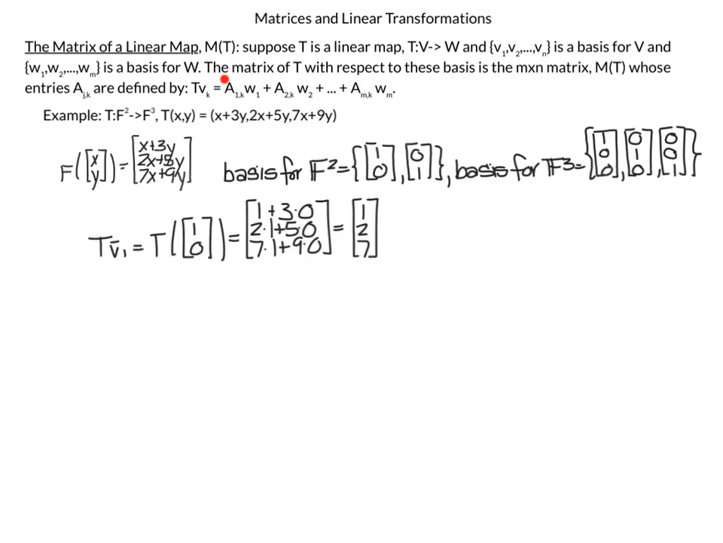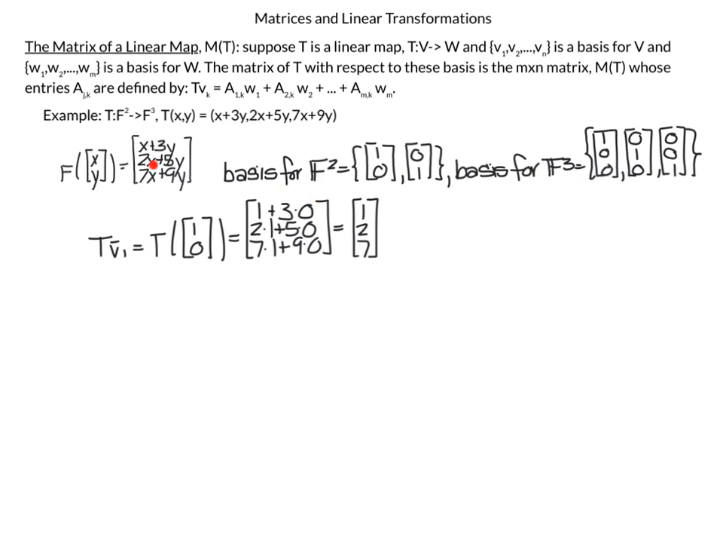Here, in our little overview, the matrix of T with respect to these bases is the M by N matrix whose entries A sub jk are defined by T of vk. So here I'm going to start with T of v1, that is the transformation of my first vector, T of (1, 0). When I plug that in, I'm going to get 1 plus 3 times 0.